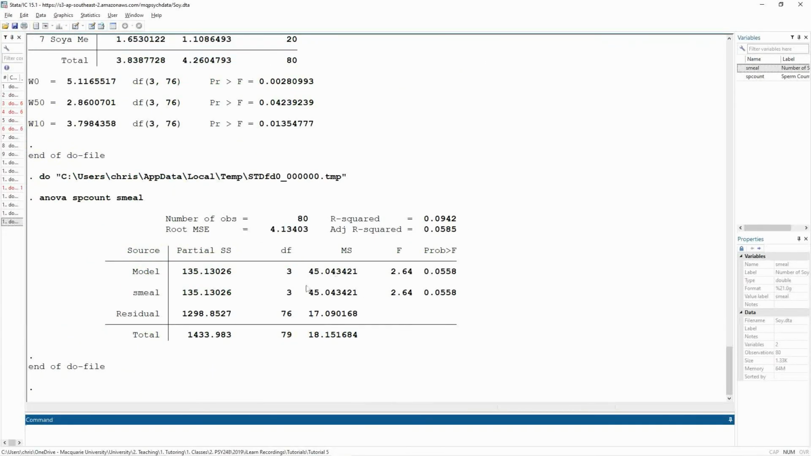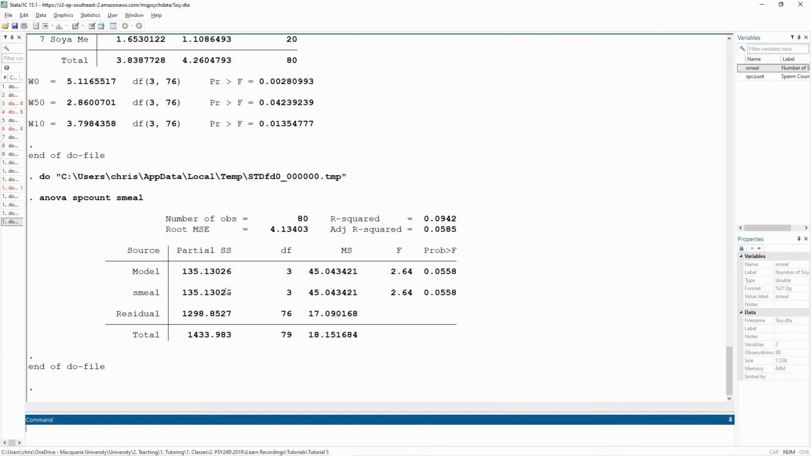To get our mean sums of squares, all we're doing is taking our partial sums of squares and dividing by our degrees of freedom. 135 and a bit divided by 3 gives us approximately 45, and so on. For the residual, 1298 divided by 76 gives us about 17.